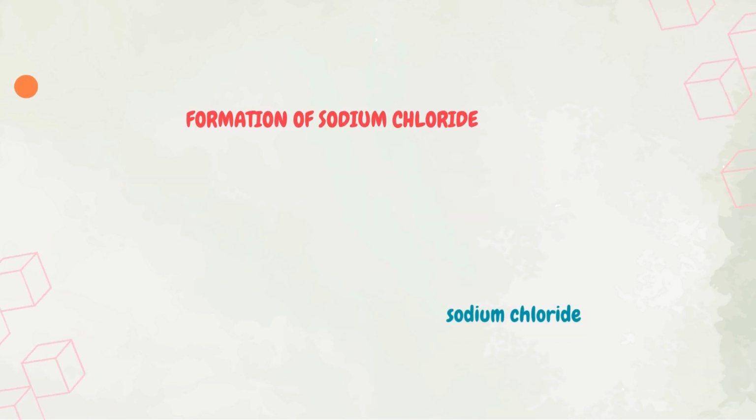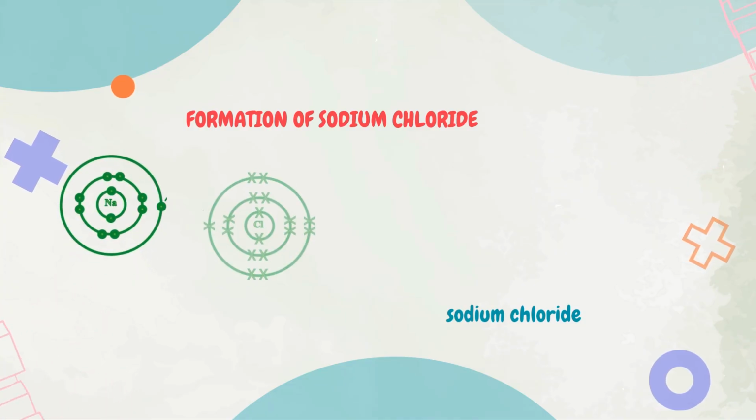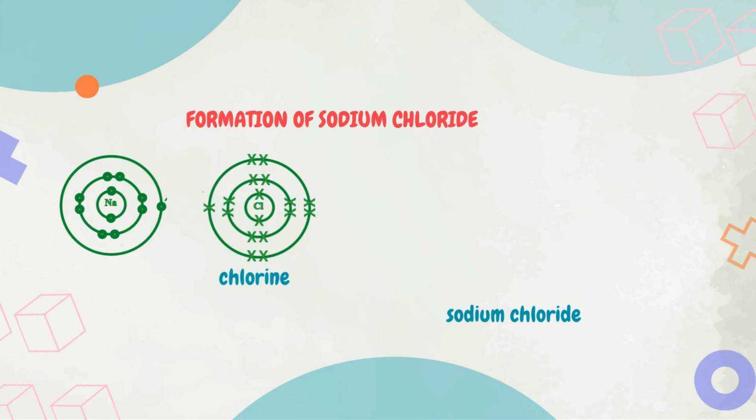The formation of sodium chloride. Sodium chloride is formed by the bonding of sodium atom and chlorine atom. Sodium has 11 electrons with 1 electron in the outer shell. To be stable, it has to lose 1 electron. Chlorine has 17 electrons with 7 electrons in the outer shell. To be stable, it has to gain 1 electron.